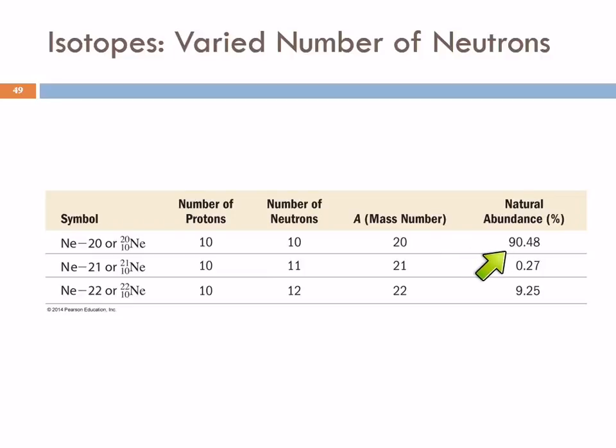For neon 20 it is 90.48%. Neon 21 is quite rare, 0.27% of all neon. And then neon 22 is 9.25%. And these percentages should add up to 100.